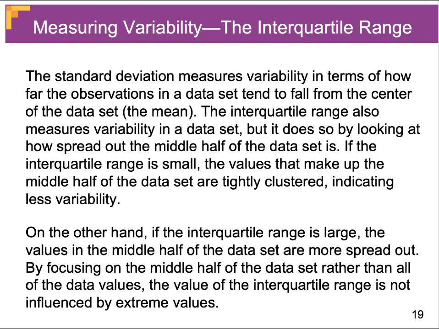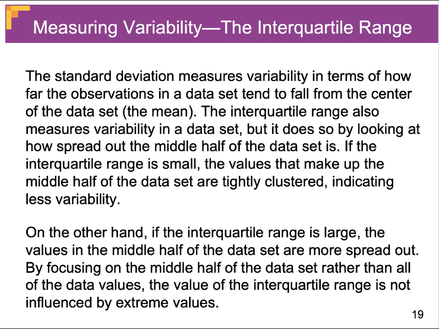So if your middle half is all really close together, you're going to get a small IQR, and that small value is going to tell you that you don't have a lot of variability. But if your interquartile range is large, that means the middle 50% is really spread out, and so you know that the variability here is big, and not because of extreme values, but because the middle 50% is really that spread out.